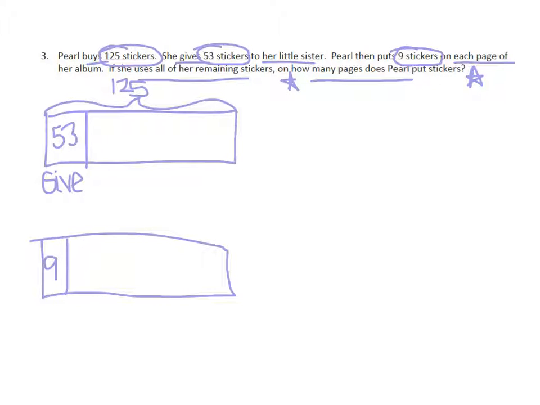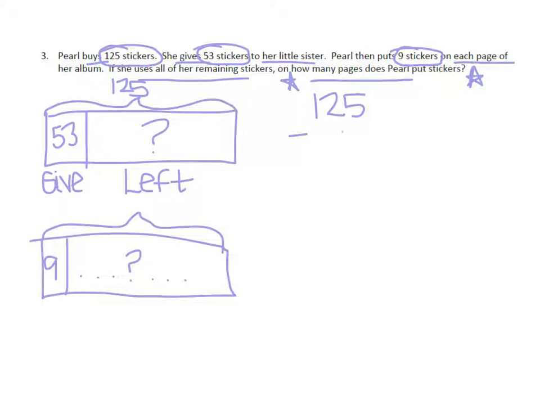They want to know how many pages she uses. Well, I'm not really sure, and I'm also not really sure what the total is that she has left. So I need to go back to my first tape diagram. I need to figure out how much she has left. So what am I going to do with 125 stickers and the 53 that she gives away? I need to find the difference, so I need to subtract 125 minus 53. Go ahead and solve this part. Pause the video while you work and replay when you are ready.